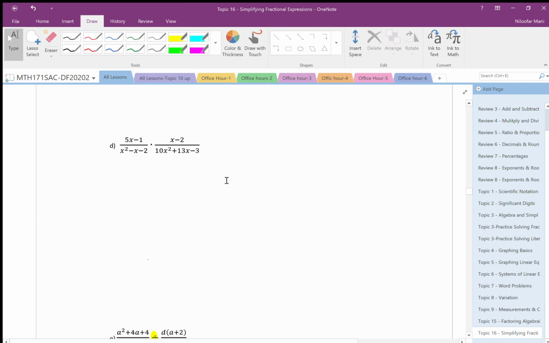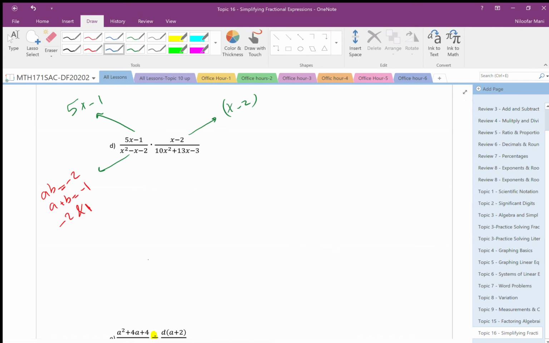Okay, so step by step. This one, this one, this one. I'm looking for two numbers. If I multiply them, -2. If I add them, -1. And that's -2 and 1. So it's x minus 2 multiplied by x plus 1.